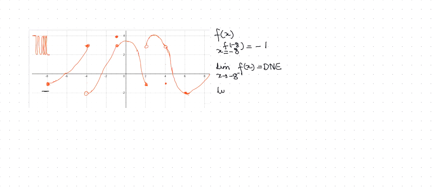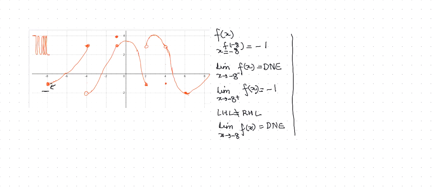Now, as we approach -8 from the right-hand side, we see that it is approaching a value of -1. And because the left-hand limit is not equal to the right-hand limit, we can say that the limit as x tends to -8 of f(x) does not exist.